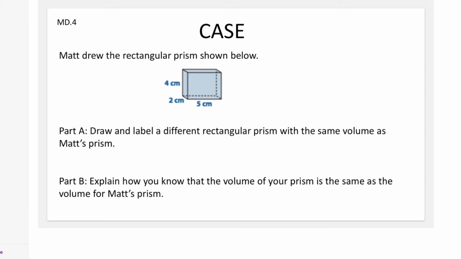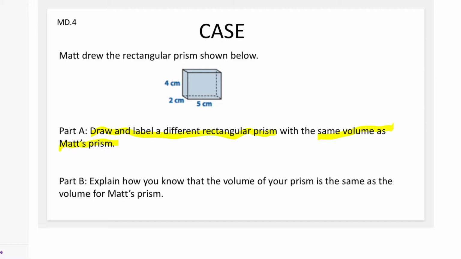I'm going to chunk part A. Draw and label a different rectangular prism with the same volume as Matt's prism. I'm going to chunk draw and label different rectangular prism and same volume as Matt's prism.